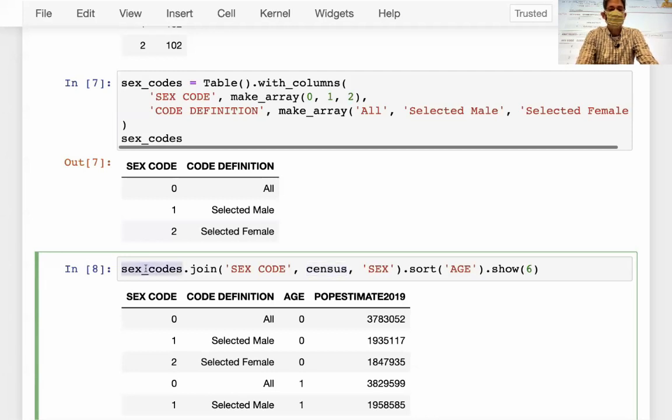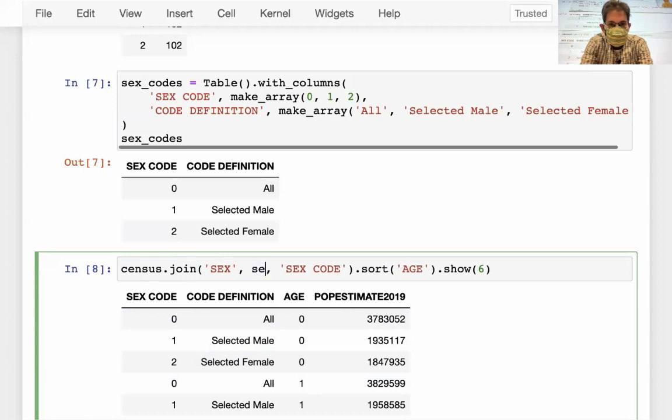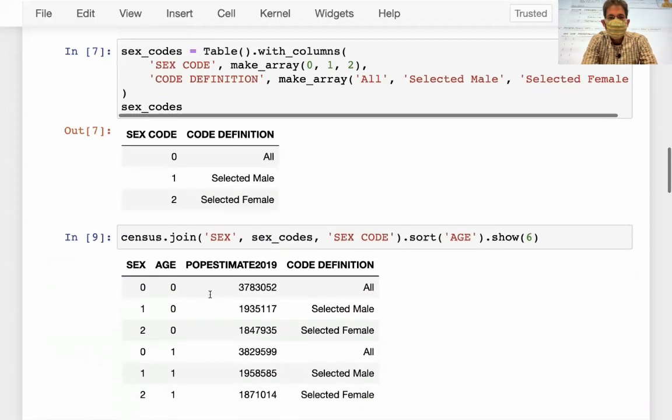So since we put sex codes first, we got those two. And then we put census next, we got all the census data. And you could have gone the other way around. Gotten all the same information, except now the census columns come first and the sex code column, which is the definition, comes at the end. Same information either way. So it doesn't matter which table you join first unless you really care about the column order.